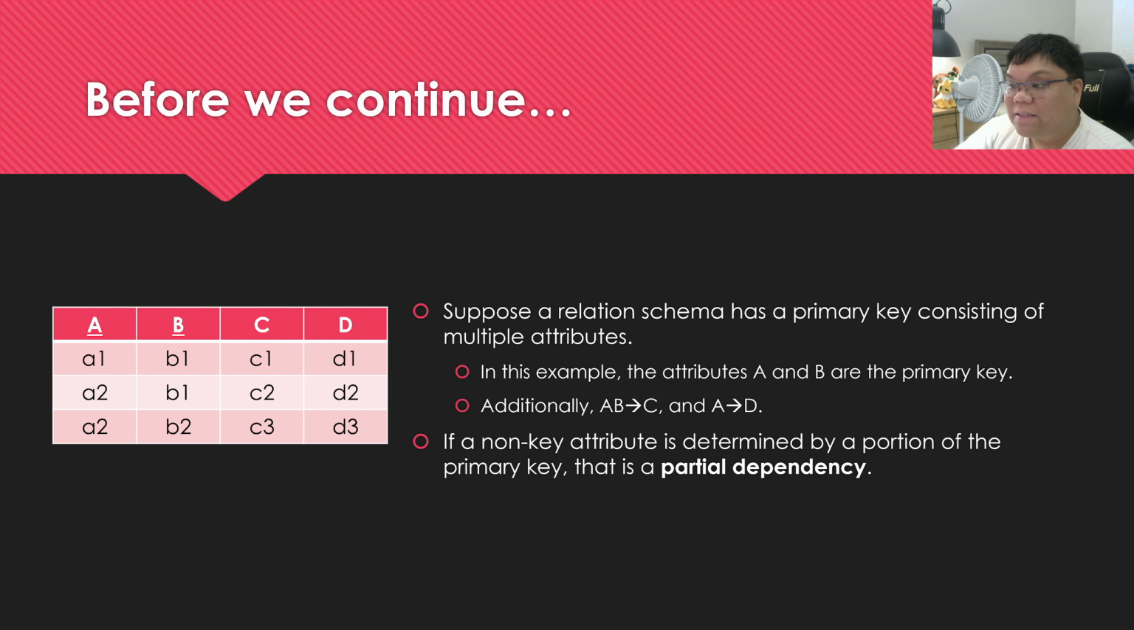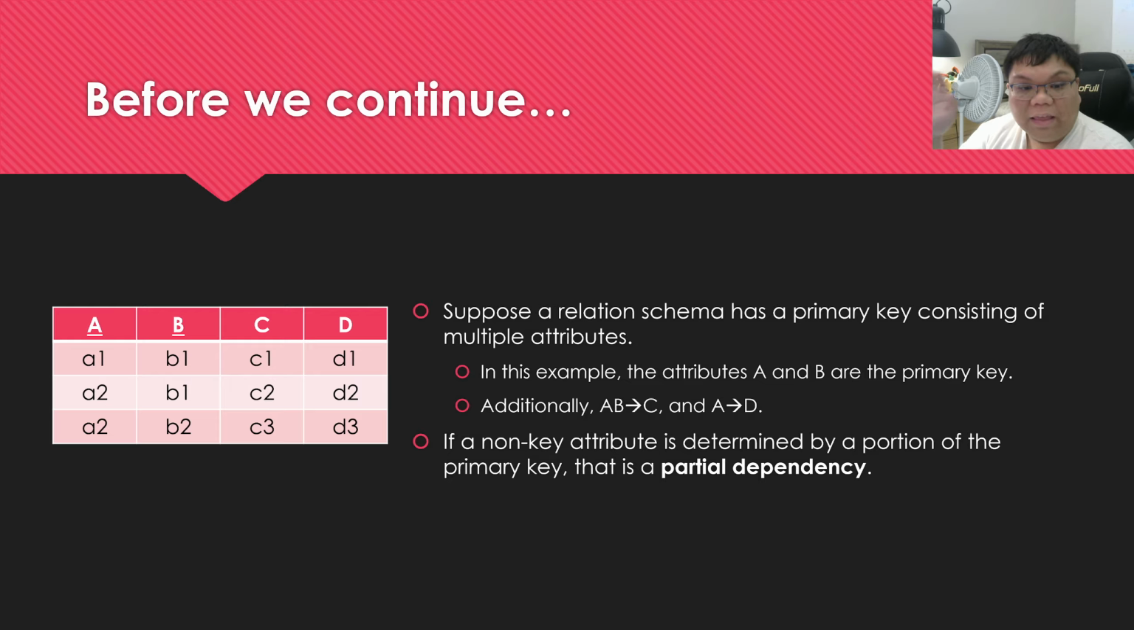Suppose we have a schema that looks like this. In here, we have the primary key attributes A and B. A and B determine C, but A by itself determines D. This is what's known as a partial dependency. In a relation schema, we want all non-key attributes to be determined by the entirety of the primary key, not a portion of it. If we can achieve that, we have second normal form. If we can't, that's a second normal form violation.